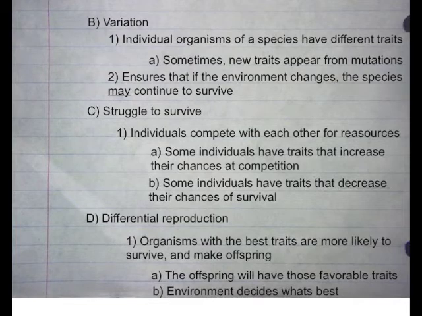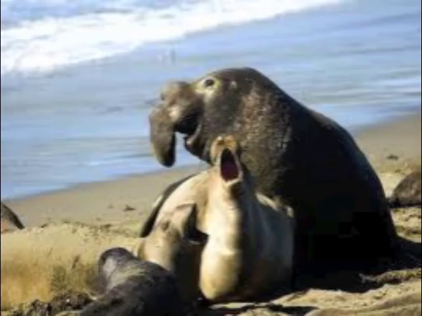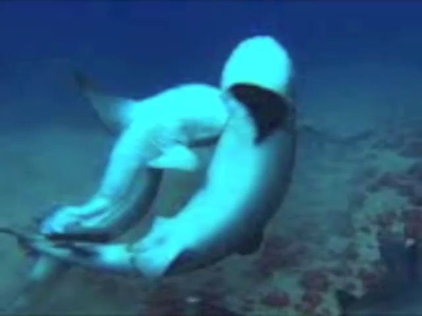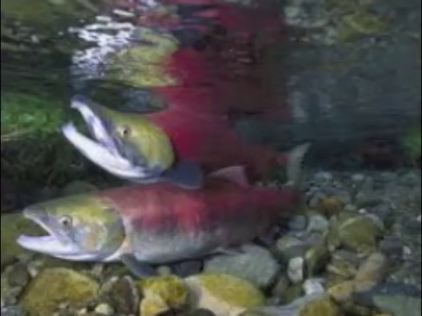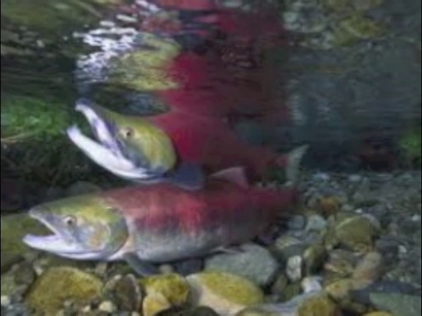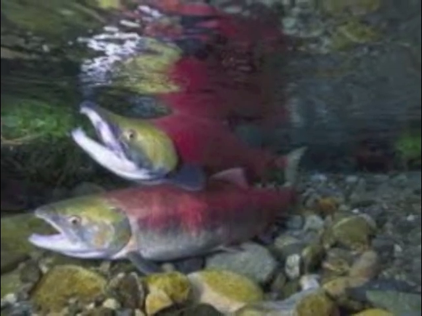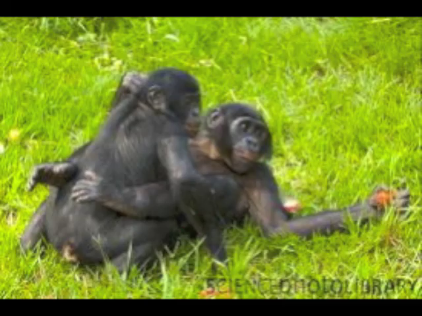Differential reproduction. Organisms with the best traits are more likely to survive and make offspring. Offspring will have those favorable traits. The environment decides what's best. Organisms that have favorable traits usually are stronger and healthier as they can compete more efficiently. This ensures for them mating rights. Because organisms with favorable traits get mating rights, the offspring will have those favorable traits, and the species will continue to survive. Hence the idea of the alpha male or other organisms that compete for mating rights.